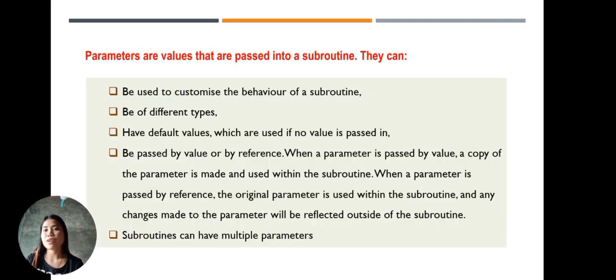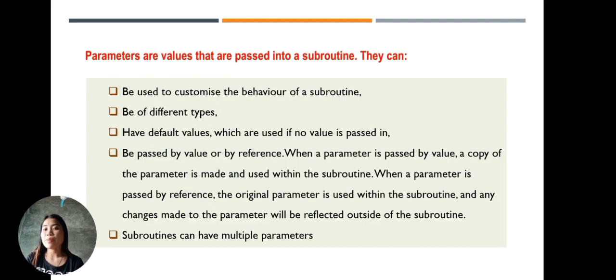Parameters are values that are passed into a subroutine. These are the set of facts or a fixed limit that establishes or limits how something can or must be done. They can be used to customize the behavior of a subroutine. Second, they can be of different types. They can have default values, which are used if no value is passed in. Then, they can be passed by value or by reference.